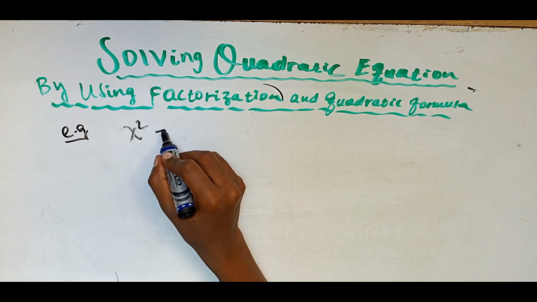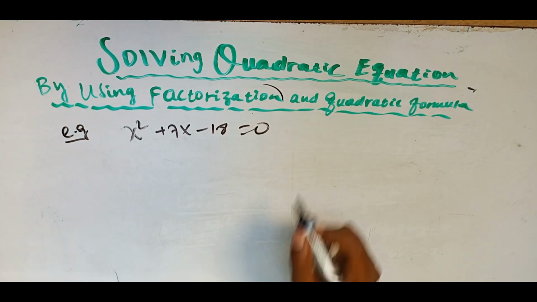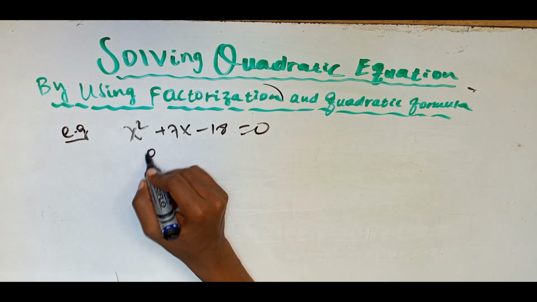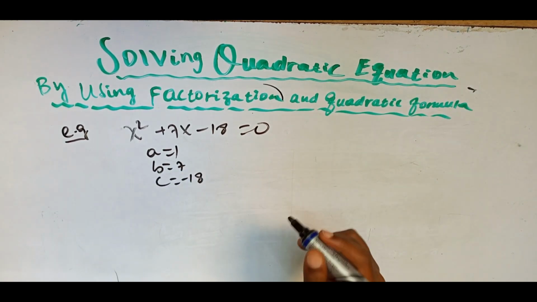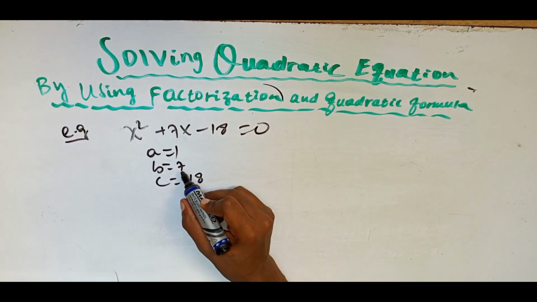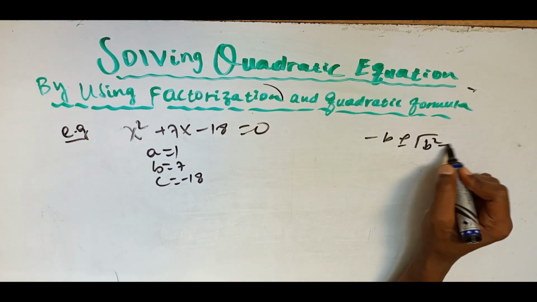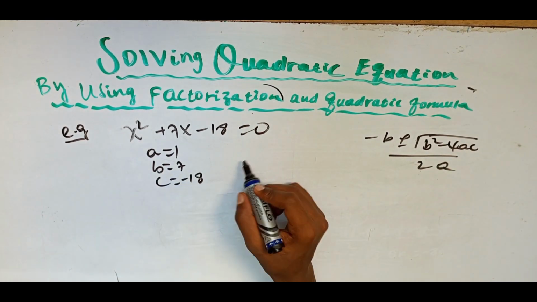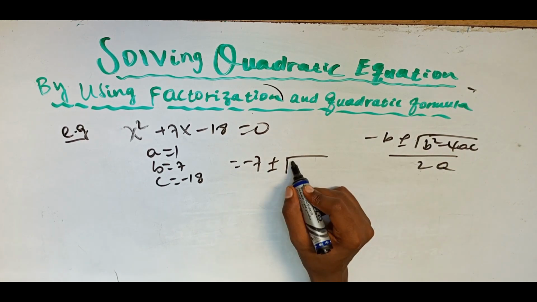Let me take another example. x squared plus 7x minus 80 is equal to 0. First, let's solve with the quadratic formula. So a is equal to 1, b is equal to 7, c is equal to minus 80. So let's substitute these values into the formula: minus b plus or minus the radical of b squared minus 4ac over 2a. So minus b means minus 7 plus or minus the radical of b squared, means 49.